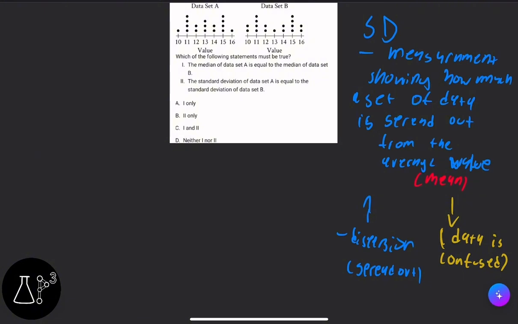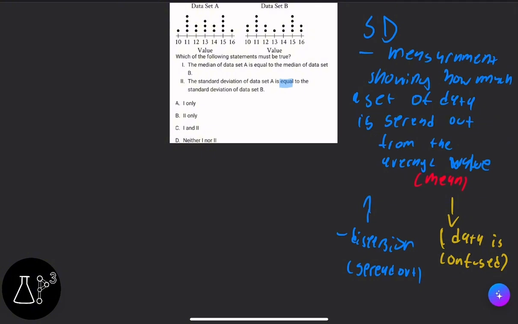So the question asks the following: which of the following statements must be true? Well, let's look at statement 2 since we're talking about standard deviation. The standard deviation of set A is equal to the standard deviation of set B. So what does that mean? That means that the distribution of data set A should be equal to data set B.